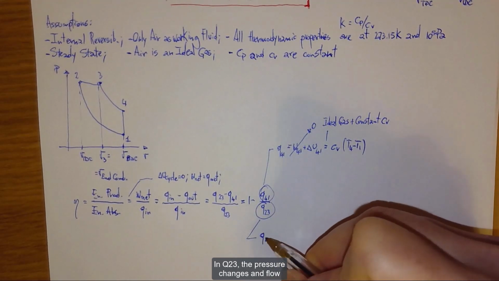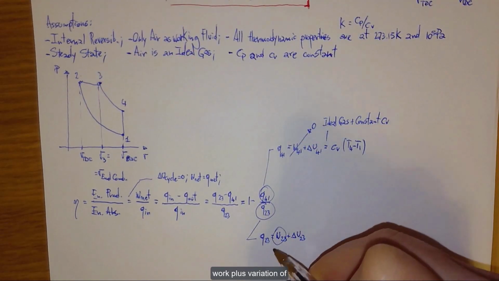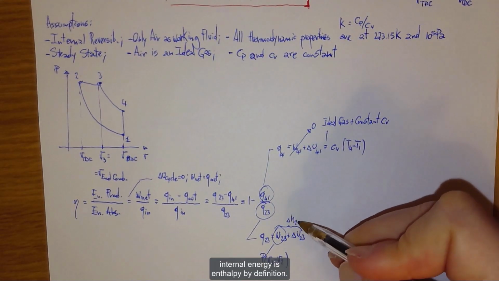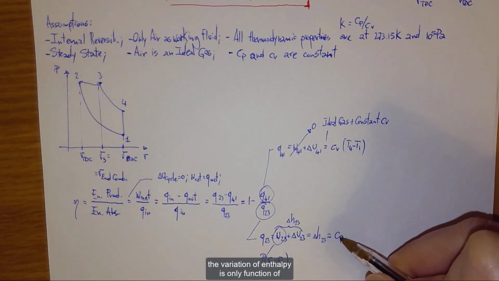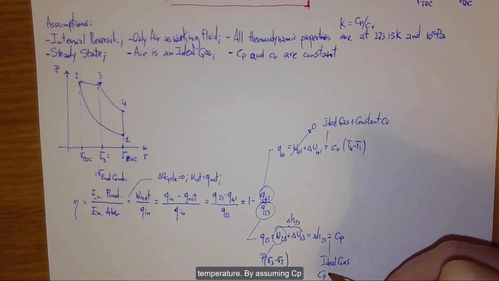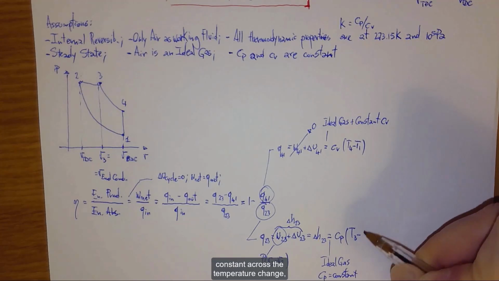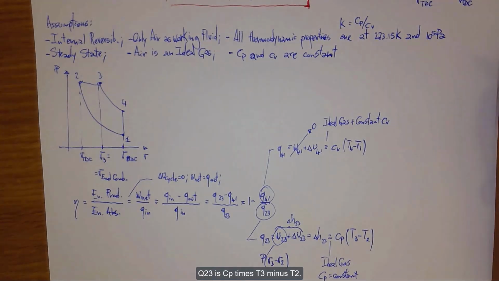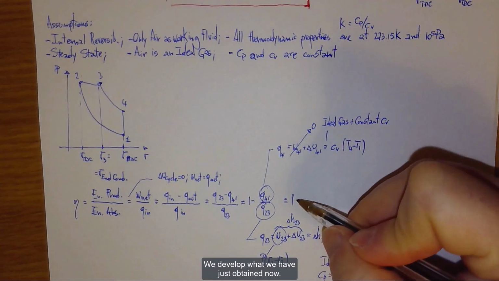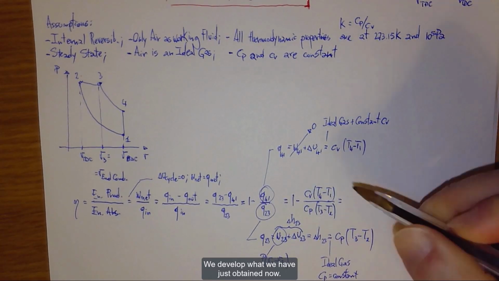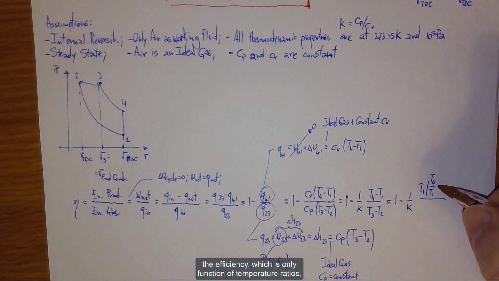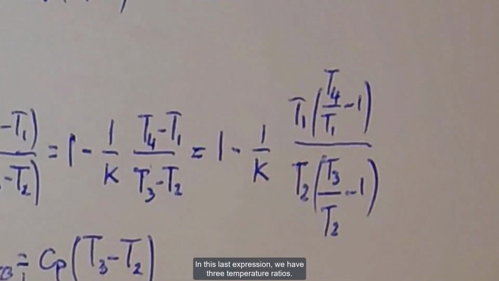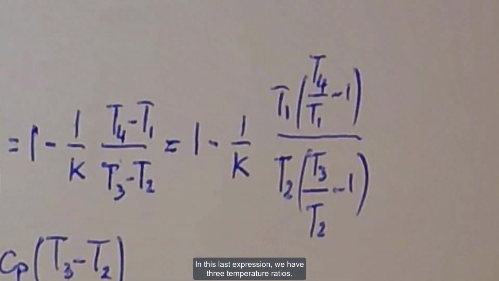In Q23, the pressure changes and flow work plus variation of internal energy is enthalpy by definition. In ideal gases, the variation of enthalpy is only function of temperature. By assuming Cp constant across the temperature change, Q23 is Cp times T3 minus T2. We develop what we have just obtained now. The aim is to have an expression of the efficiency which is only function of temperature ratios. In this last expression, we have 3 temperature ratios. Let us develop them further.